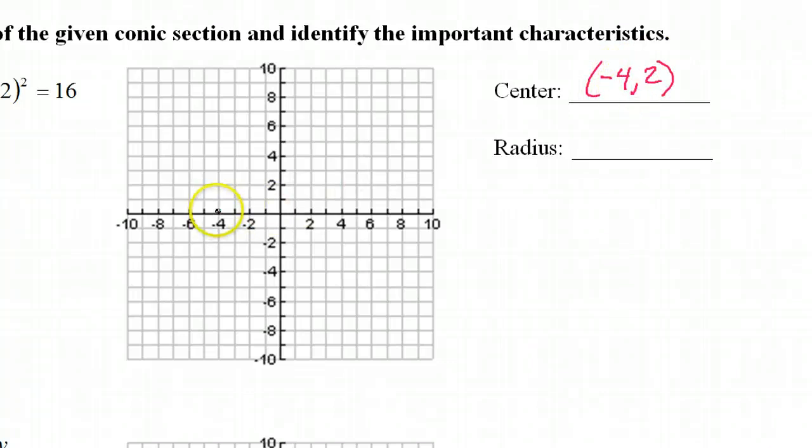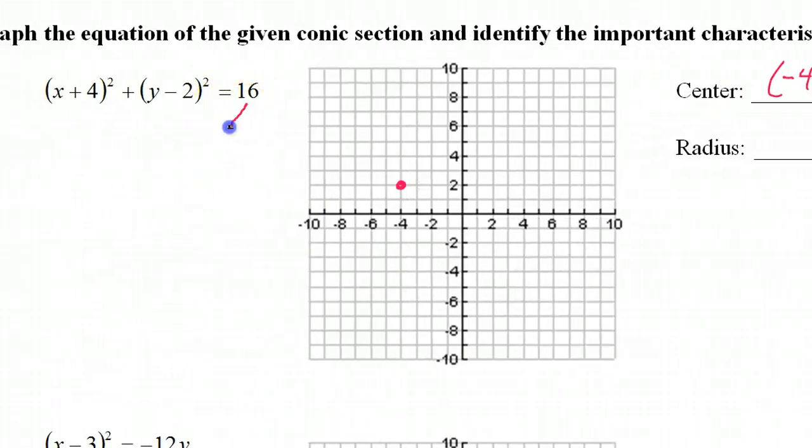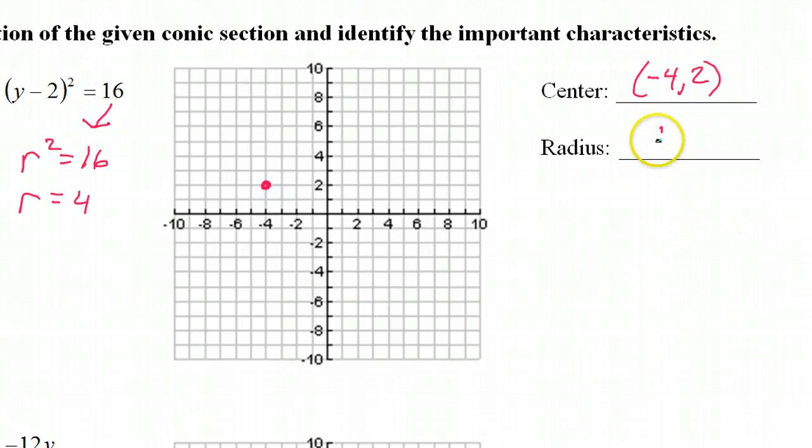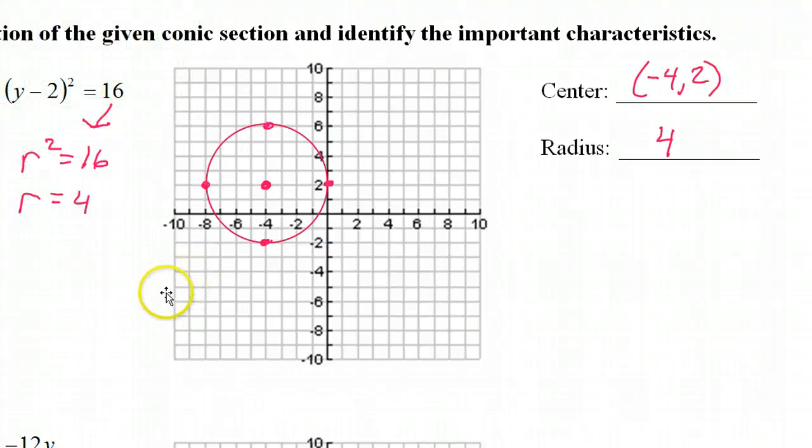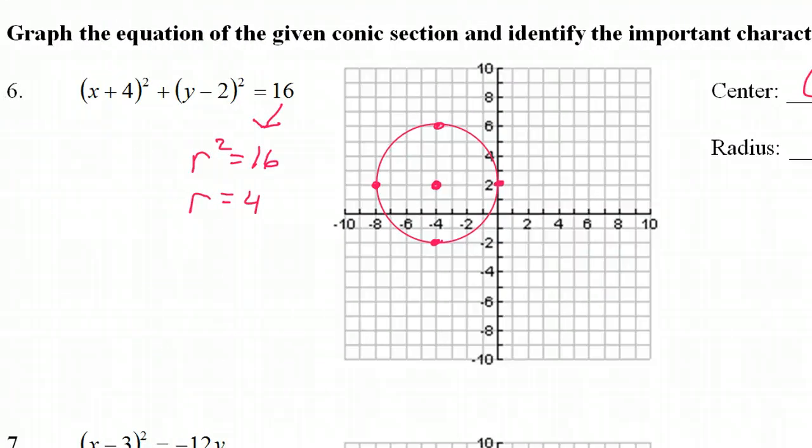So we might as well go ahead and graph that. Negative 4 comma 2 would be right there. Now the radius. This 16 is my radius squared, so that means my radius is 4. That means I could go 4 in all directions from the center, and that shows me where the circle is. So there you go. Okay, and that is it for number 6. Pretty easy.